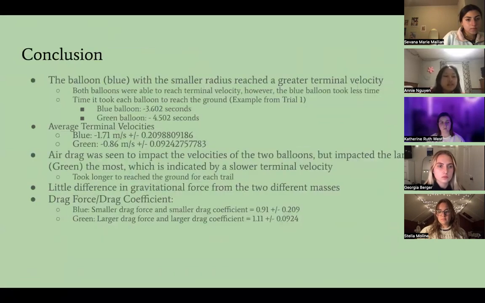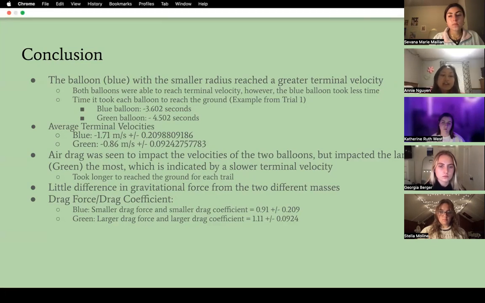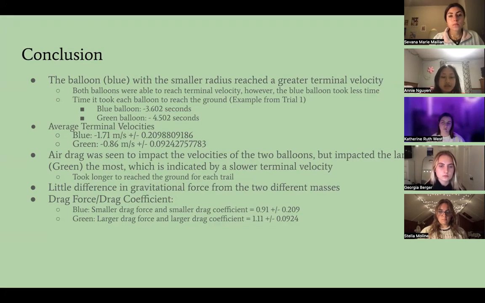In conclusion, we found that the balloon with the smaller radius reached a greater terminal velocity. However, we did manage to get both balloons to reach terminal velocity, but the blue balloon did take less time. The time it took for each balloon to reach the ground, as an example from trial 1, the blue balloon took 3.6 seconds and the green balloon took 4.5. And then these are the average terminal velocities. And as you can see, the blue balloon did have a greater terminal velocity. And air drag was seen to impact the velocities of both balloons, but impacted the larger balloon the most, which is indicated by its slower terminal velocity.